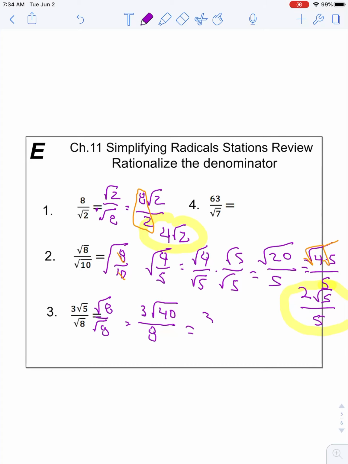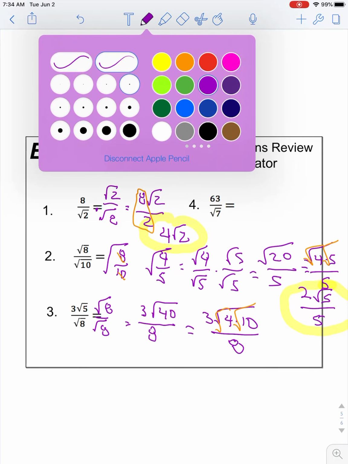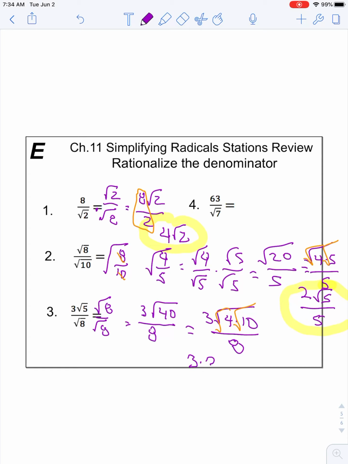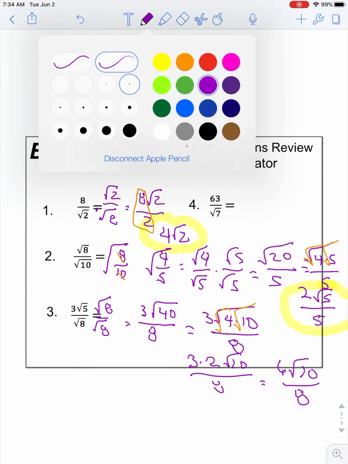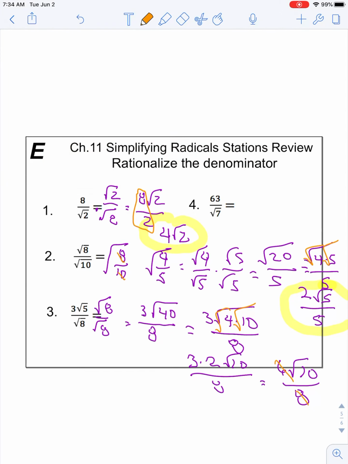4 goes in there. So this is going to be 3 times the square root of 4 times 10 over 8. So now take the square root of 4 and 10 separately. And what that gives you is 3 times 2 times the square root of 10 over 8. Or that gives us 6 square root of 10 over 8. But the 6 and the 8 can also reduce like a fraction. 2 goes into both of those. So then we get 3 square root of 10 over 4.